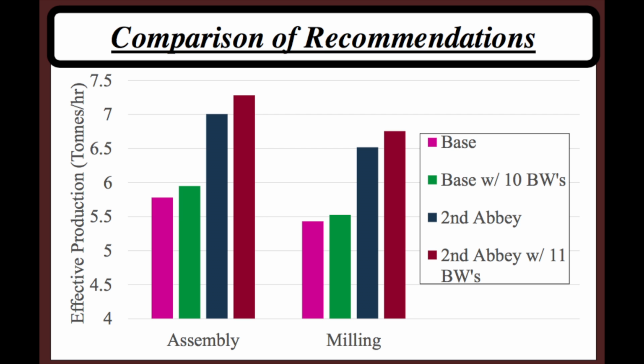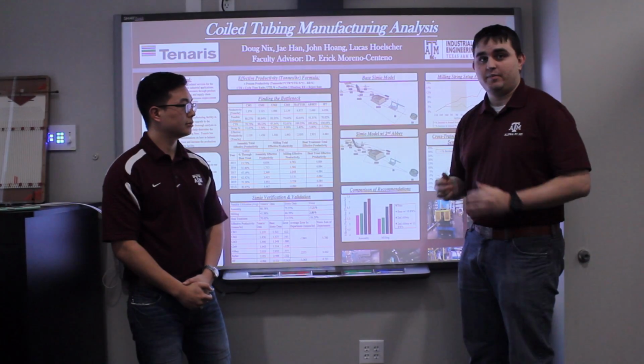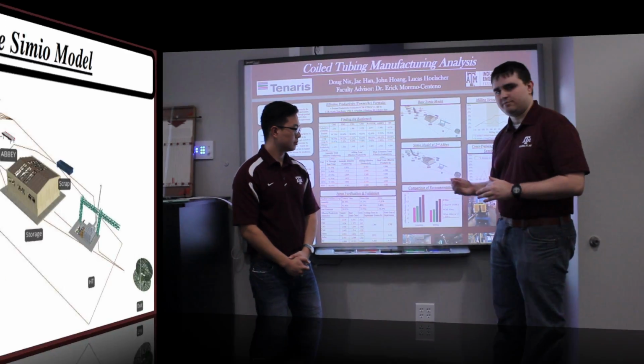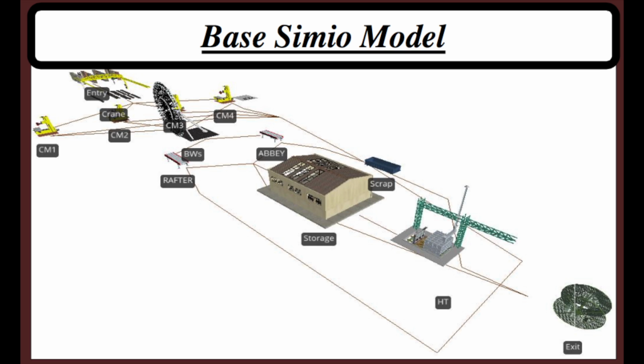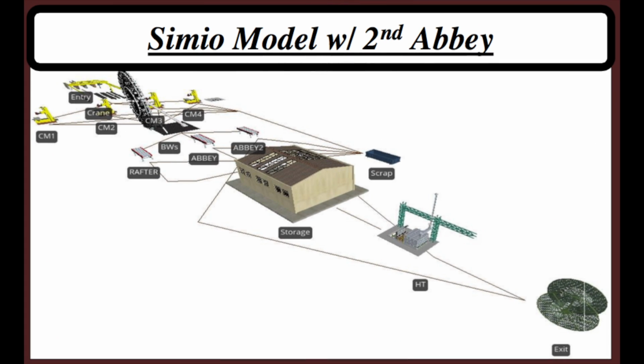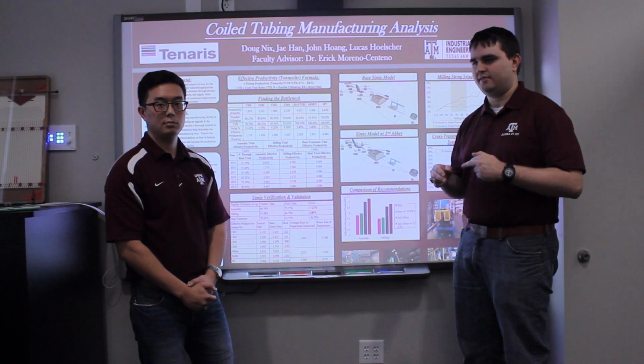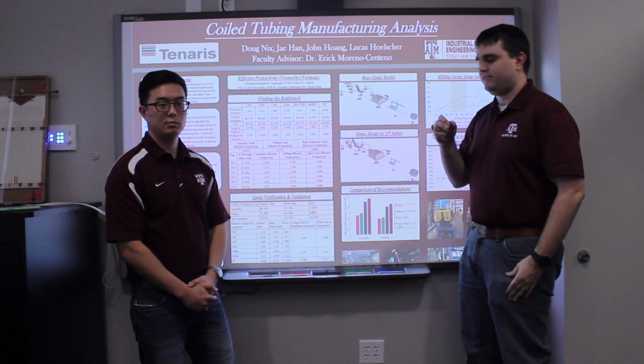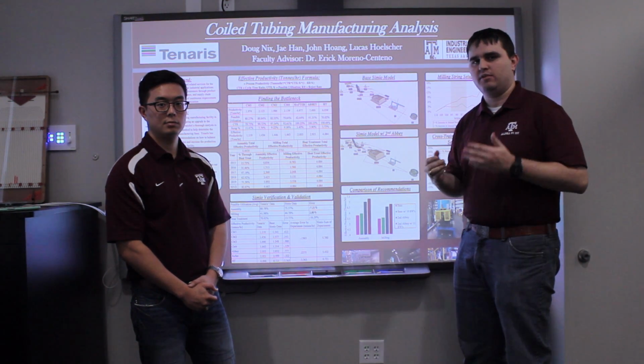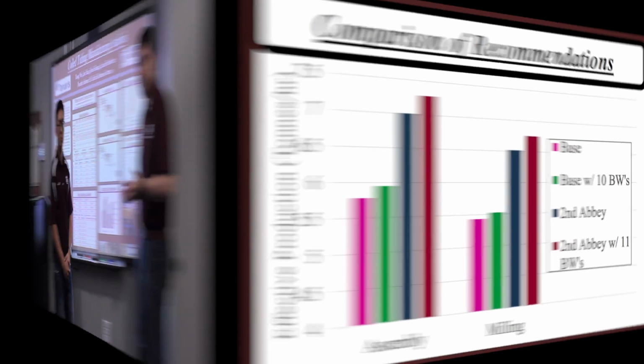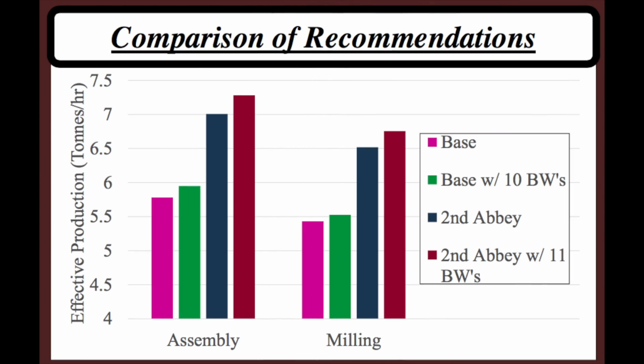The fourth bar you see is the recommendation of implementing both the second Abbey as well as a total of 11 big wheels. In order to determine the optimal number of big wheels for the base model and for the model with the second Abbey line, we did a sensitivity analysis within Simio by increasing the amount of big wheels one at a time in order to determine the optimal amount. Now, for the base model, the optimal number was 10 big wheels, and for the model with the second Abbey line, that was 11 big wheels.